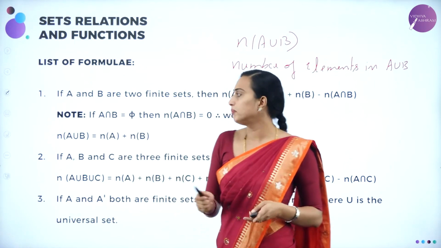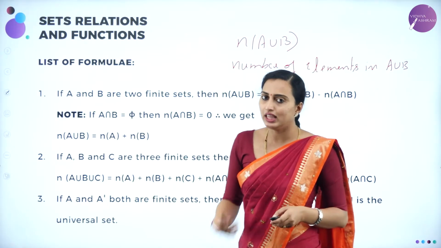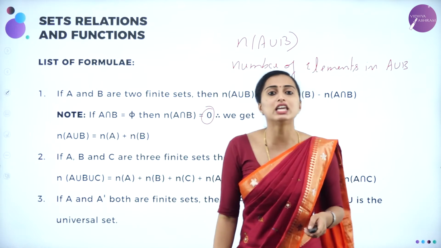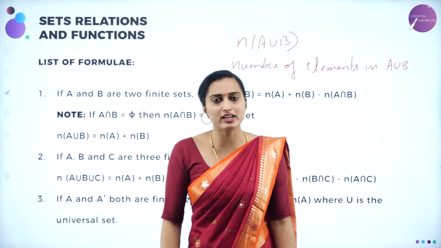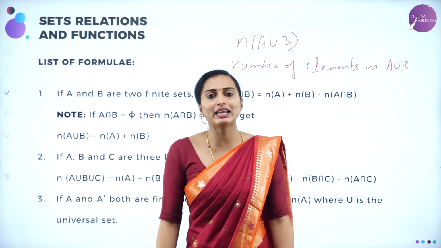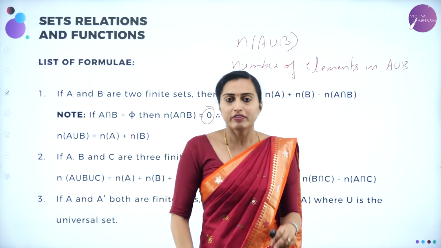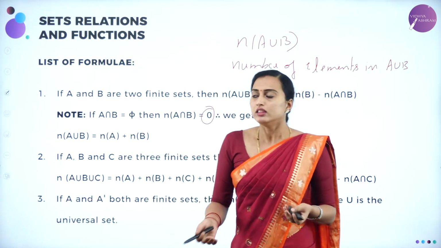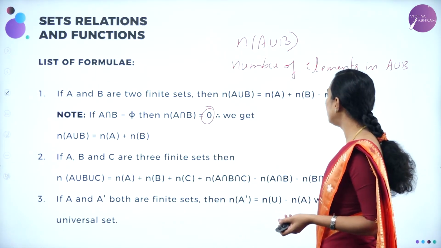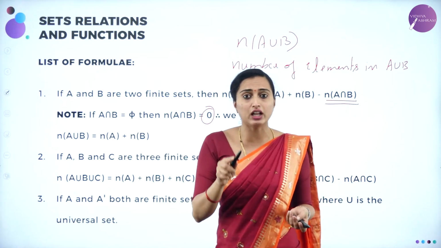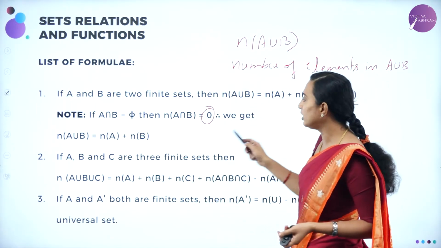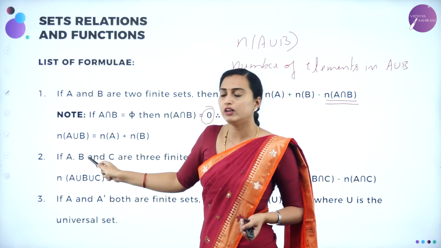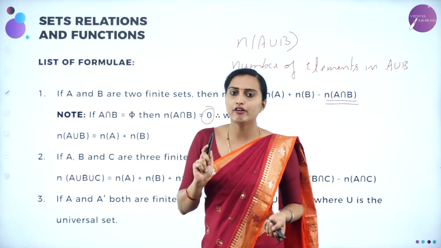Next we'll be moving on to the notation of the same. If it is a disjoint set, then we are going to write A intersection B equal to 0. If we get a disjoint set, A intersection B automatically takes the value 0, so what will the formula become? Anything minus 0 is the same thing. Therefore, if n of A intersection B is 0, the remaining formula is n of A union B is equal to n of A plus n of B.